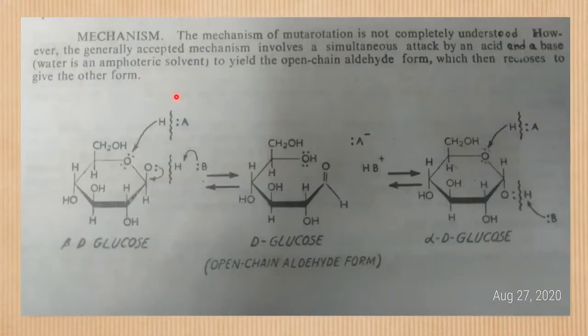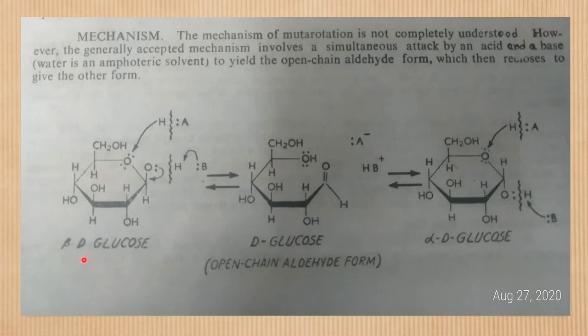The mechanism of mutarotation is not completely understood. However, the generally accepted mechanism involves a simultaneous attack by an acid and a base to yield the open chain aldehyde form, which then rearranges to give the other cyclic form. Okay, look at this diagram.